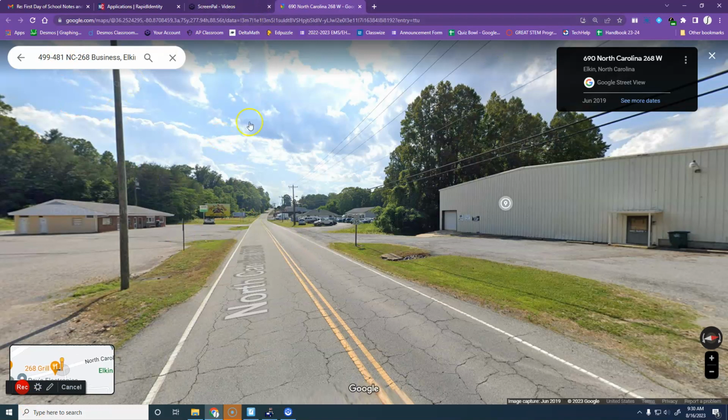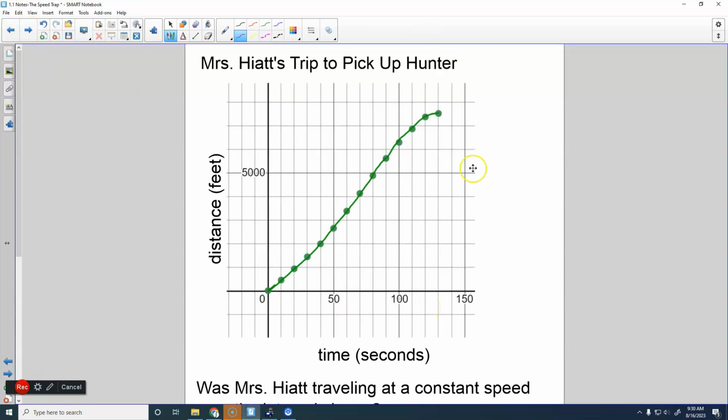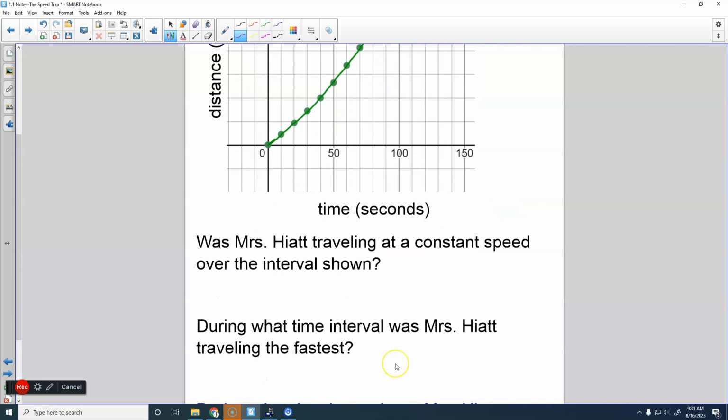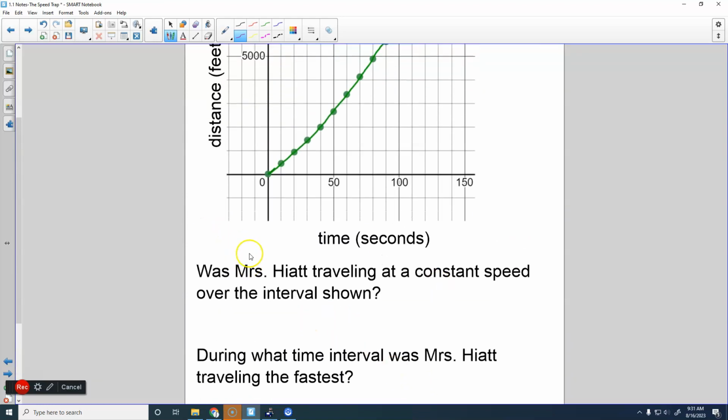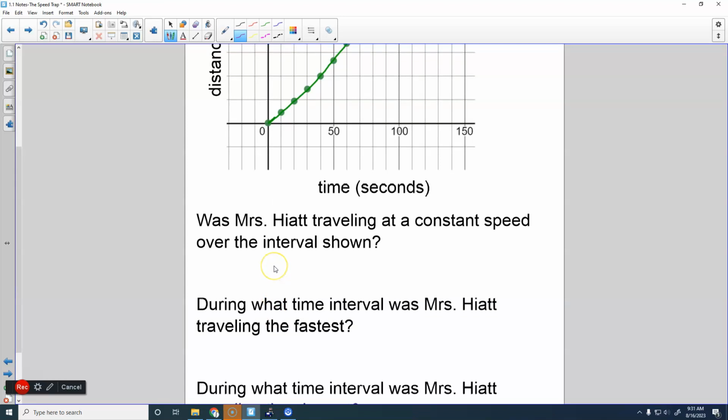So, let's look at a similar scenario, but in a different form. Okay? So, this was my route to go pick up Hunter. And I want you to read these questions and answer them based on that graph. Okay, so I'm going to give you a couple minutes, or a couple seconds. Let's go somewhere between a couple minutes and a couple seconds. Let's go about 30 seconds to read those. Take a quick estimate. I just want a quick estimate. You won't get an exact answer. You don't have to figure out my speed.